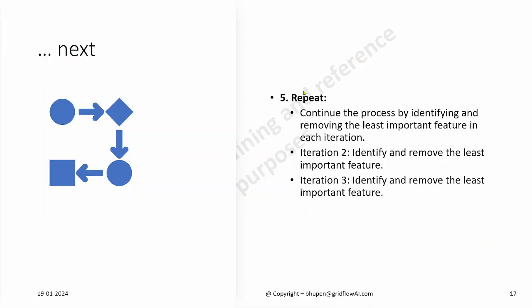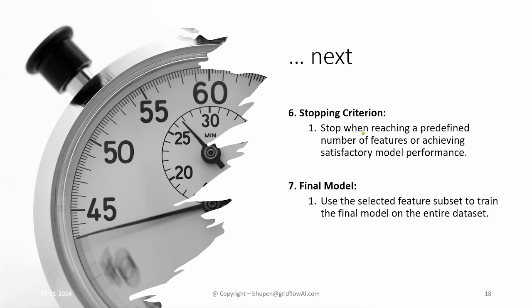I'm going to repeat it now. The whole process will be repeated. Identify and remove the least important feature. And again, iteration 3, same thing. Identify and remove the least important feature. And stopping criteria: stop when the predefined number of features is reached, or you have a satisfactory model performance. Let's say you are interested in the best accuracy. So it's going to return the combination of features which gave the best model performance. Now, with that knowledge, you can further decide which column to keep, which one not to keep.